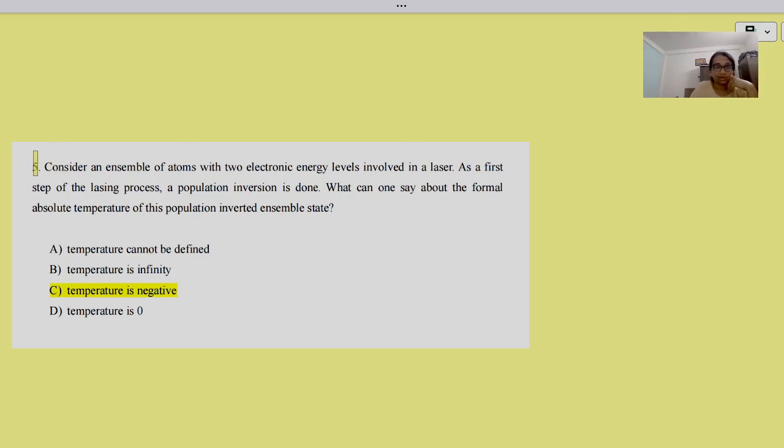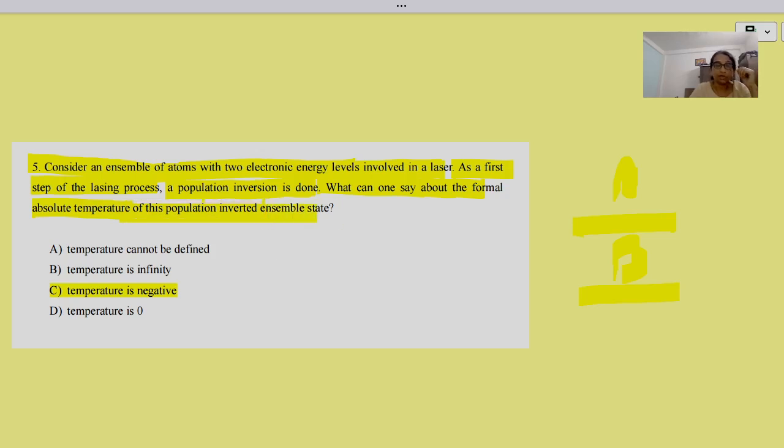What is the question? Read the question. Consider an assembly of atoms with two electronic energy levels. There are two electronic energy levels in an assembly of atoms, atom A, suppose atom B. And in a laser process, as a first step of the lasing process, a population inversion is done. And what can one say about the formal absolute temperature of this population inverted assembled state?